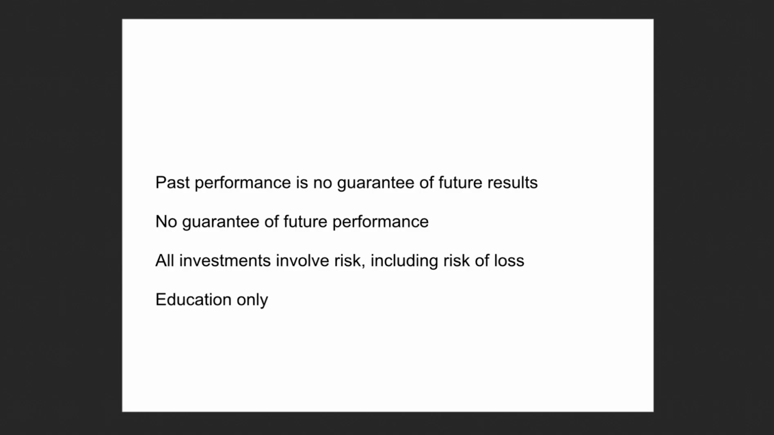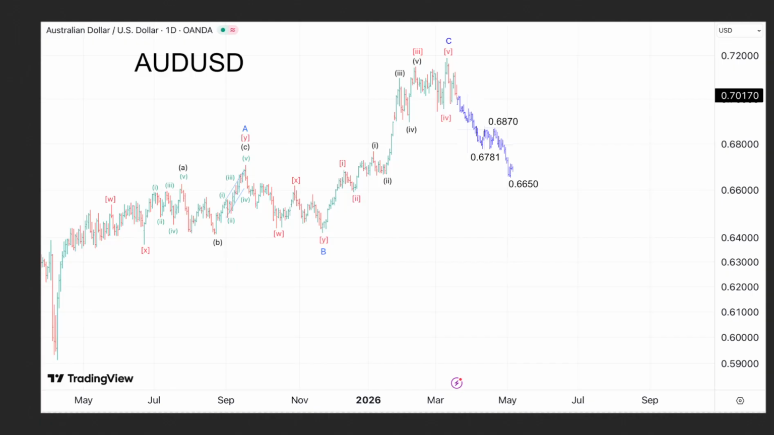All right, so let's look at the first slide. On our first slide, there's a price right here, 0.6970. Once it breaks, if and when it breaks that, we're going to have a downward projection down towards 0.6650.